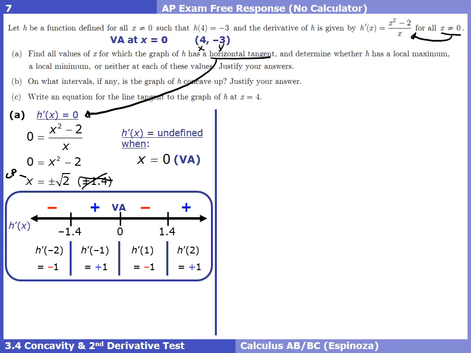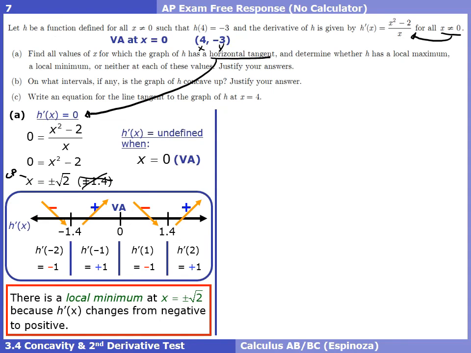Okay, so our goal is to determine if we have any relative maxes or mins. And you can see we have 2 relative mins. So we have to write that as a sentence since we need to justify our answer. There is a local minimum, or if you want to use the word relative, there are local minimums at x equals plus minus the square root of 2 because h prime changes from negative to positive. We know that there's no relative max at 0 because that's a vertical asymptote. So that kind of rounds out part A.